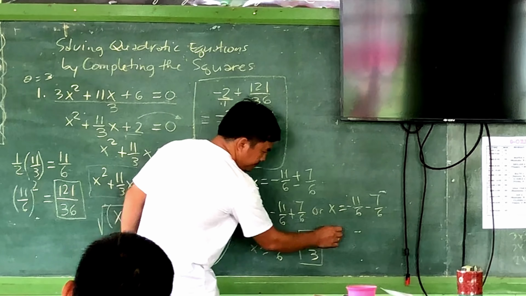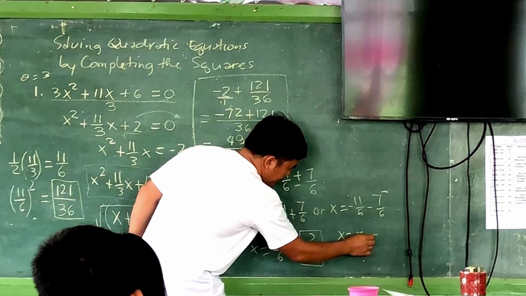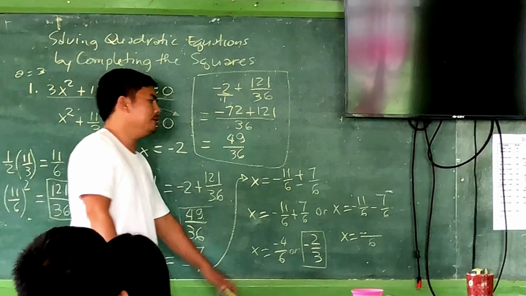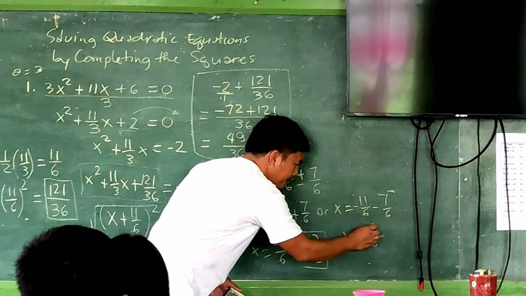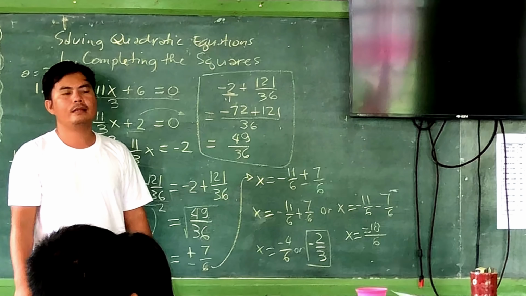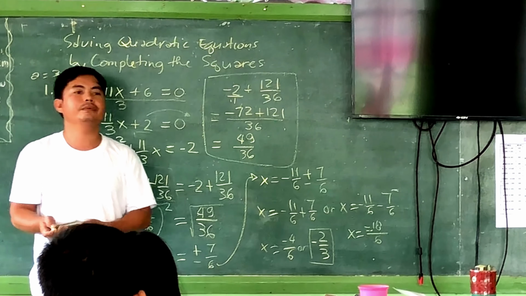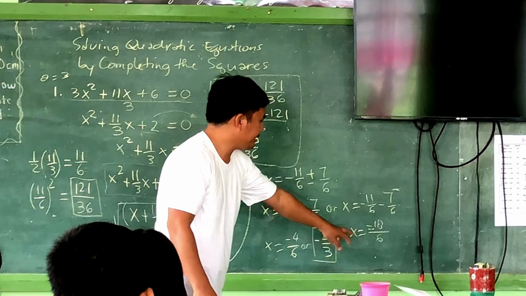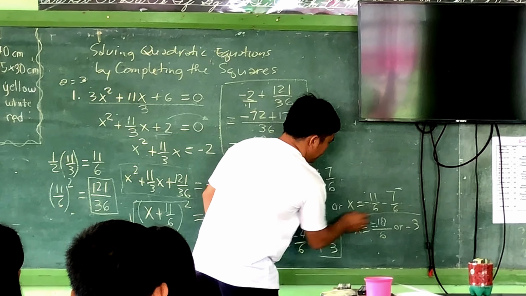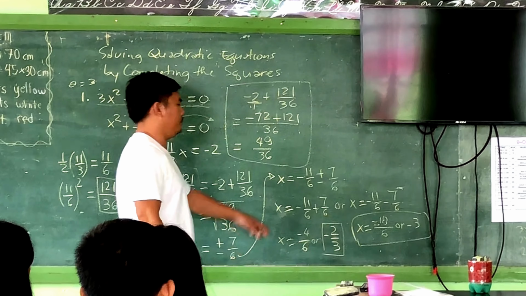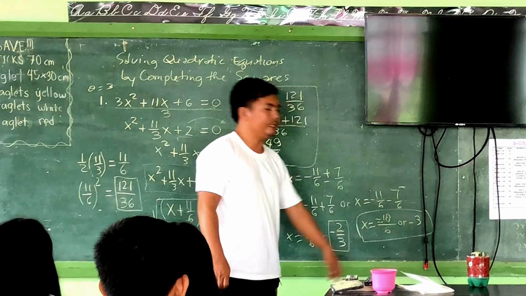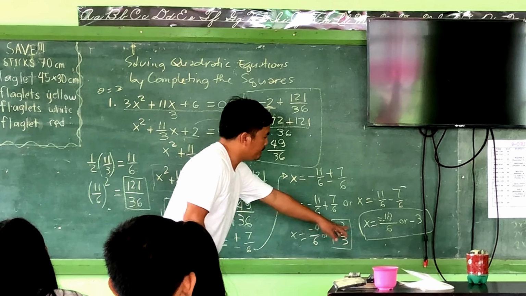Second one, this is 6 here. Negative 11 minus 7 is negative 18 divided by 6. Negative divided by positive is negative, so negative 3. So our answer will be x equals negative 2 over 3 or x equals negative 3. So these are the values of x.